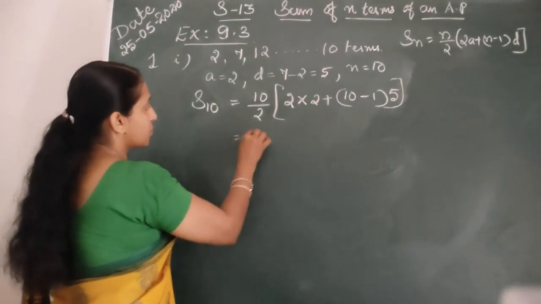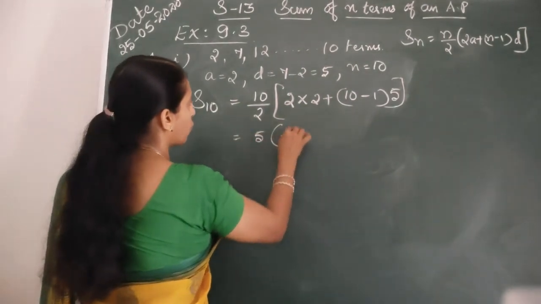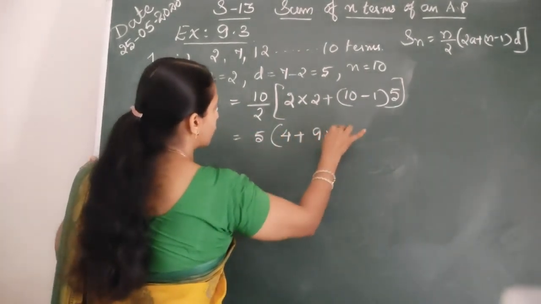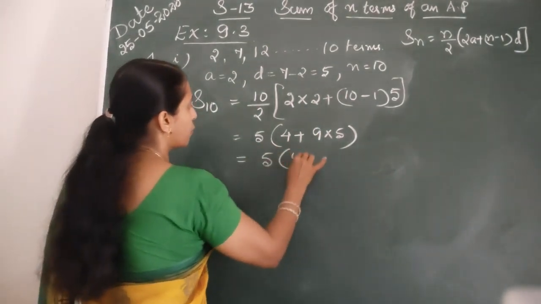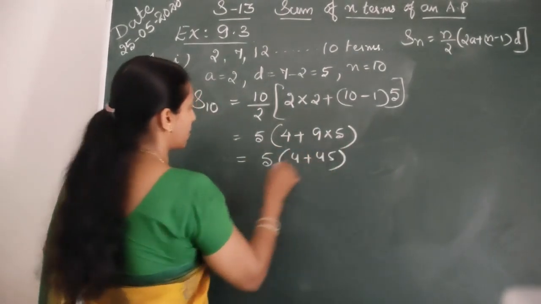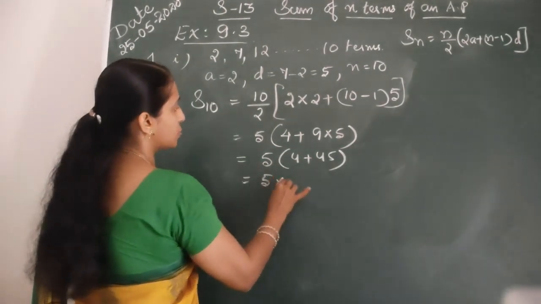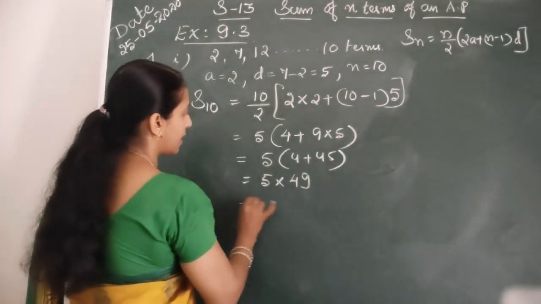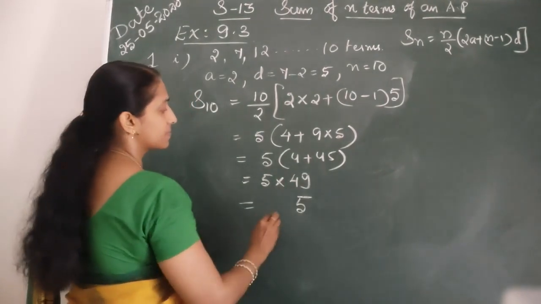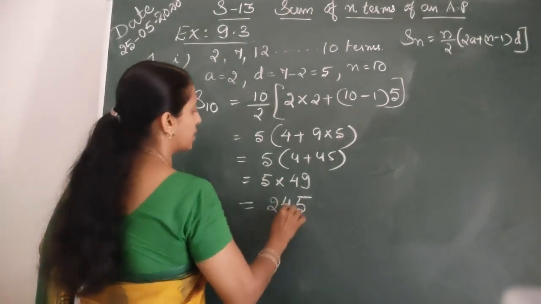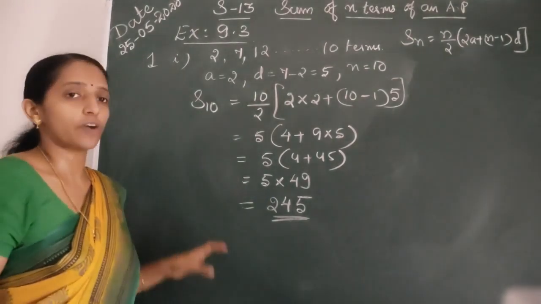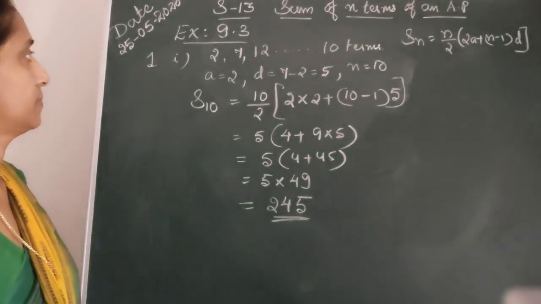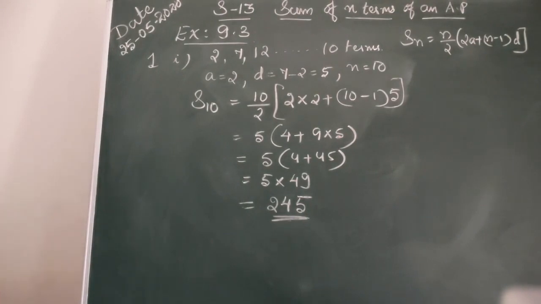And simplifying, you are getting 5 into 4 plus 9 into 5. You know what is 9 into 5? 45. So 5 into 4 plus 45. So you are getting 5 into 49. And the answer is 245. Right? 245. Sum of 10 terms is 245.